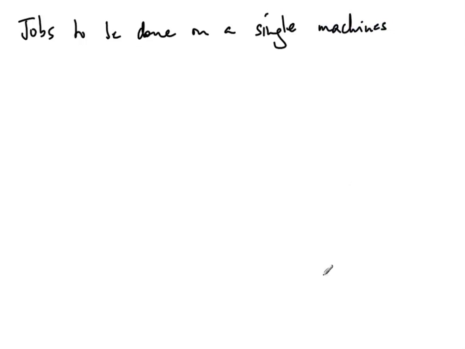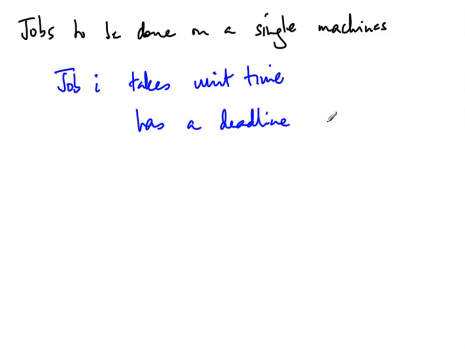We have jobs to be done on a single machine. We don't have the possibility of moving to different machines. Okay? So each job takes unit time, so it takes only 1 unit of time to execute. It has a deadline di and it has a profit or a value pi. So we have a bunch of jobs. Each job takes unit time, but each job has to be finished by a certain deadline and it has a certain profit.